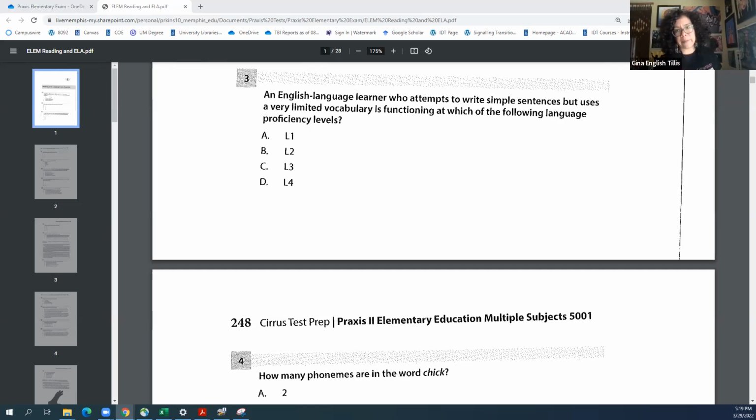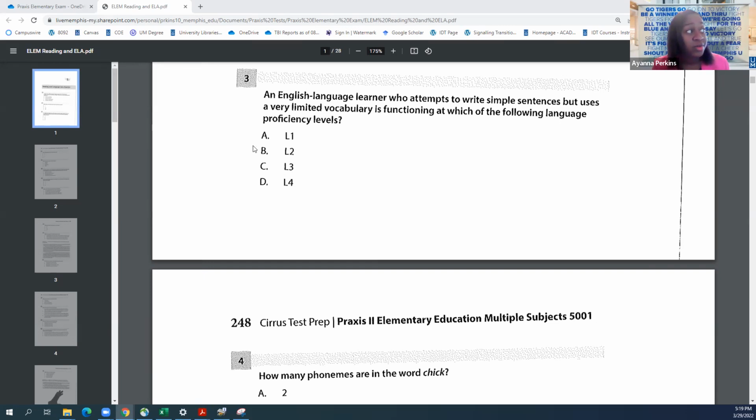It looks like an early one, right? We can narrow it down to one of the L1 or L2. Yeah, so let's look at this. This English language learner attempts to write simple sentences but uses a very limited vocabulary.